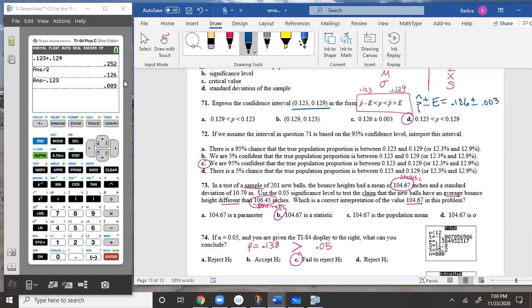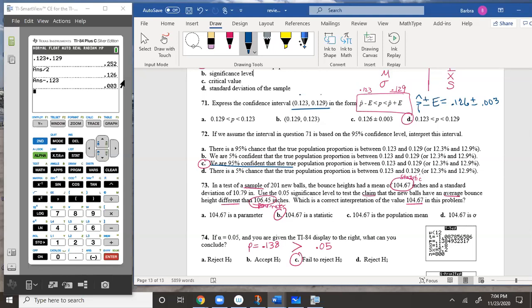Now, if you subtract 0.003 and just check this, you'll get 0.123. That's the left number. And when you add this, you get this right number. So, okay. Number 72. If we assume the interval in number 71 is based on a 95% confidence level, interpret this interval. That's just restating this. How do we interpret it? So we are 95% confident that the true population proportion is between these two numbers. Okay, so that's C.